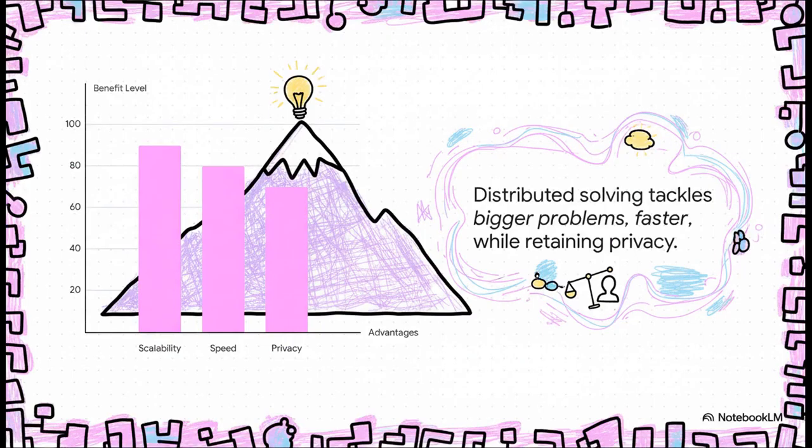And the benefits of doing it this way? They're huge. You get incredible scalability to tackle bigger and bigger problems. You get amazing speed because so many agents are searching at once. And you can even get privacy. Get this, one agent doesn't need to share all of its raw data with another, just its key findings.